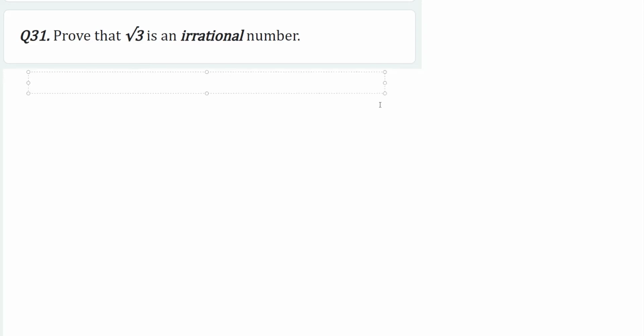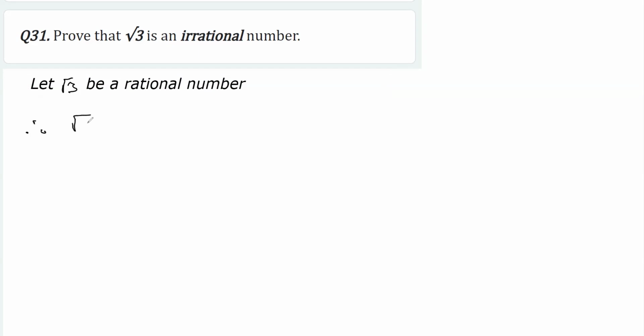Let's say, let root 3 be a rational number. That means I took this, that root 3 be a rational number, right? We know it's an irrational number. As I said, we are going to use contradiction.